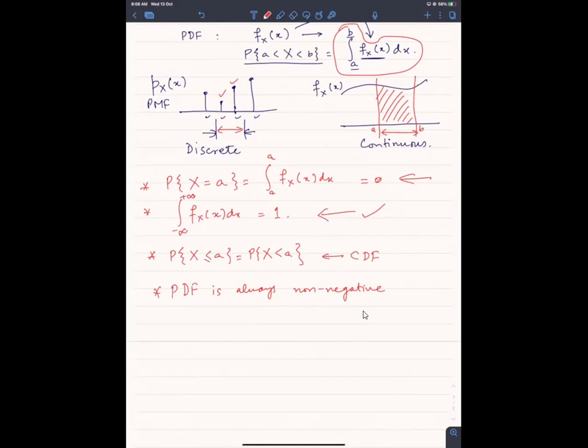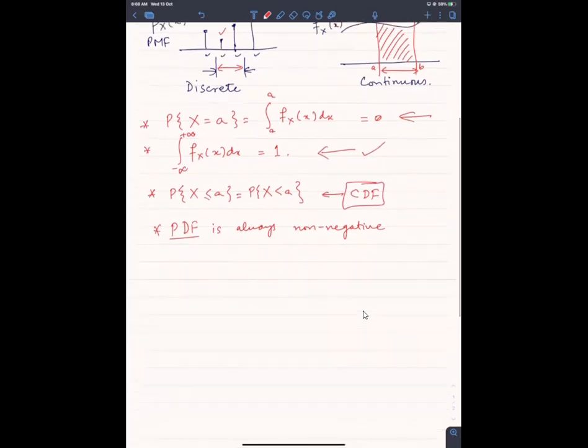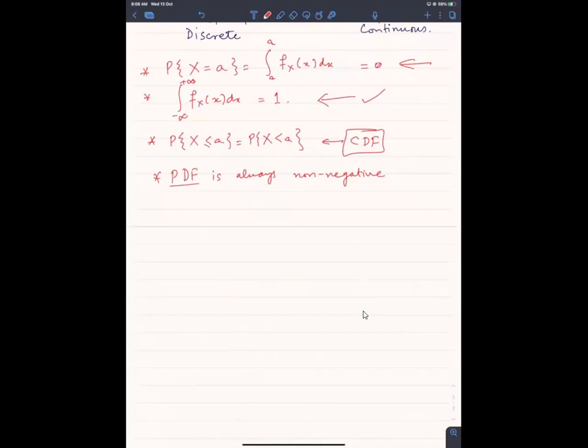So PDF, the probability density function, I know Asim used this capital PDF for actually CDF and small PDF for the probability density function, but just to avoid any confusion, we will use CDF for the cumulative distribution function and PDF for probability density function. And PDF is always non-negative.